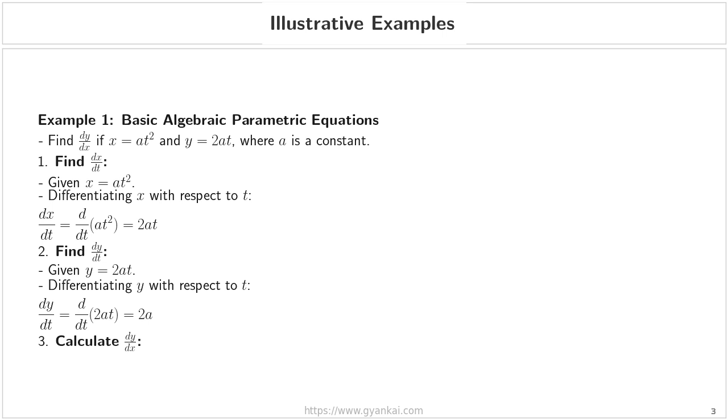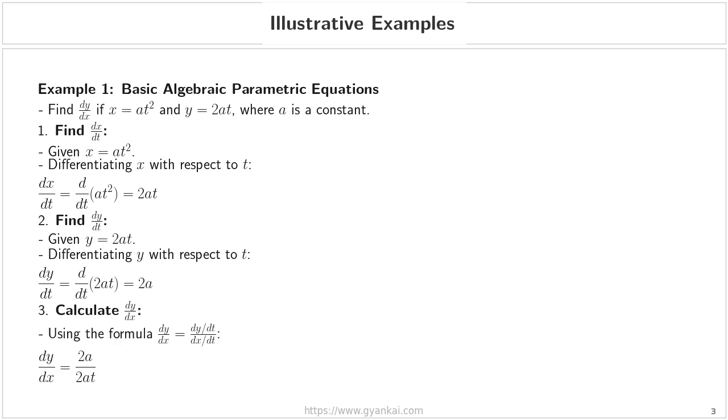Finally, we proceed to step 3, where we combine these two results using the parametric formula. As we learned, the derivative of y with respect to x is found by dividing the derivative of y over t by the derivative of x over t, substituting our calculated values into this formula. We get 2a divided by 2 a t.